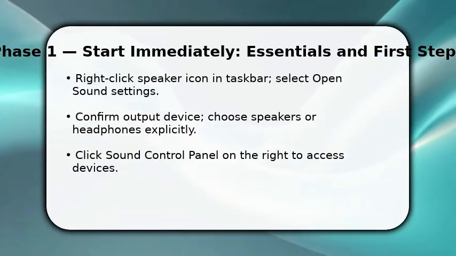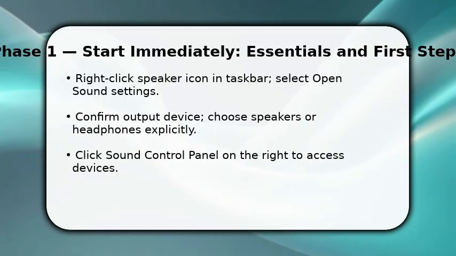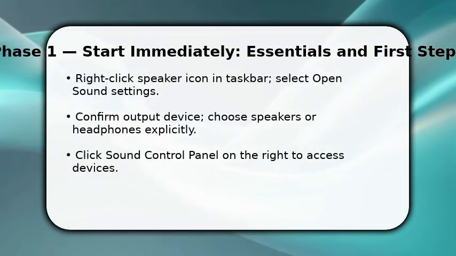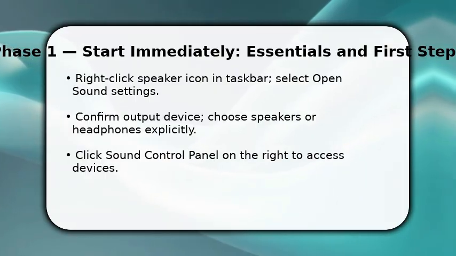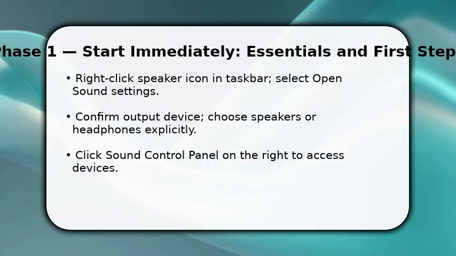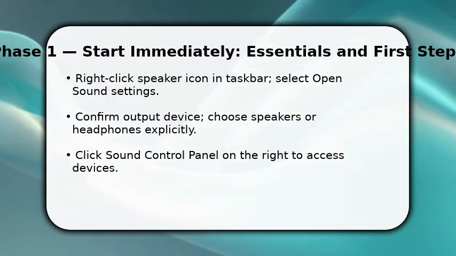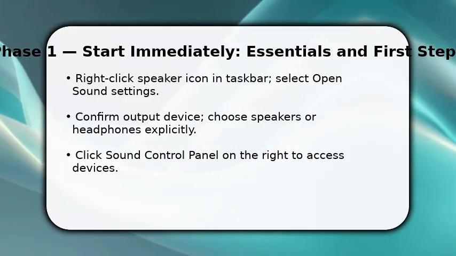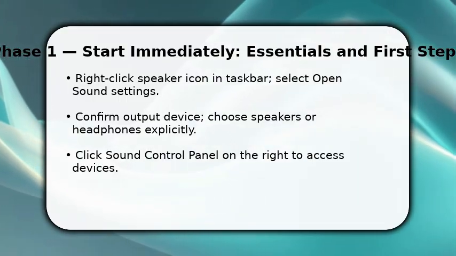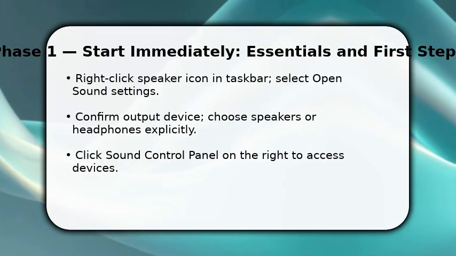You start now by right-clicking the speaker icon in the taskbar and choosing Open Sound Settings. This gets you directly to Windows 10 audio controls. Once there, scan the output dropdown and select the physical device you expect, speakers or headphones, because the wrong device mutes sound. Next, click Sound Control Panel on the right side to see playback devices.